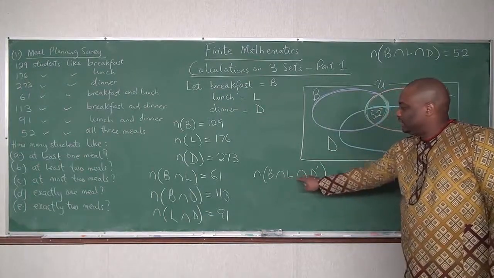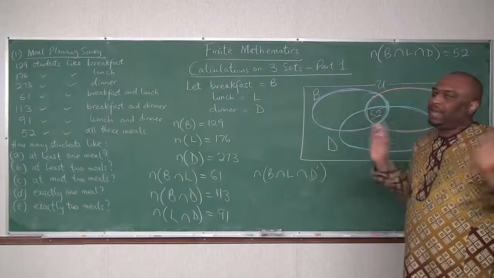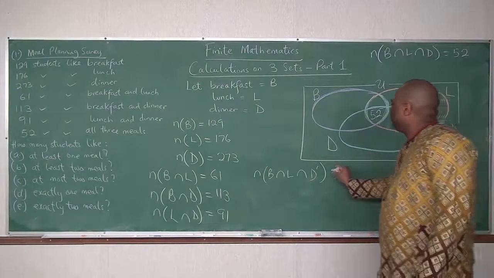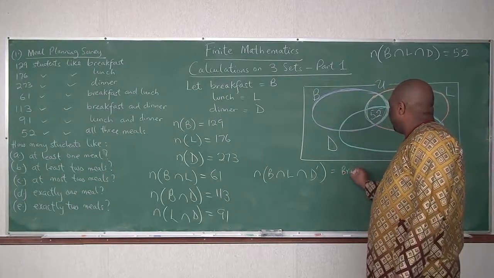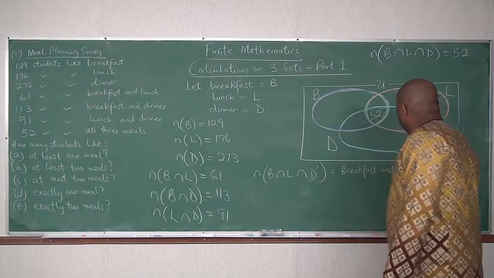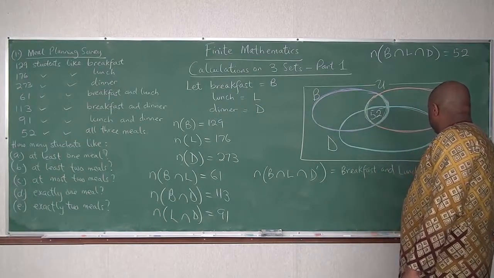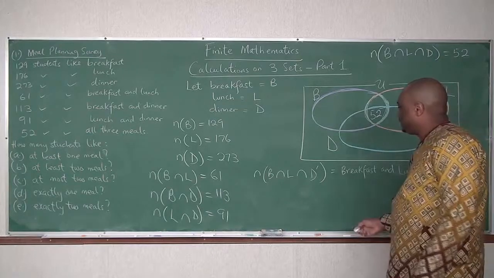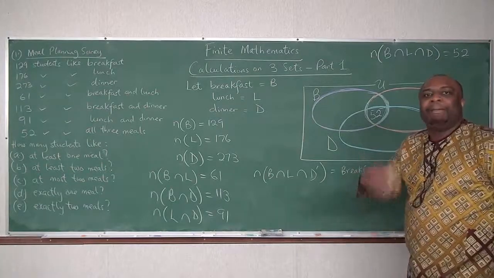Breakfast intersect lunch, intersect dinner prime. They don't like dinner at all. So this means breakfast and lunch only. Okay? Or you can say breakfast and lunch, but not dinner.